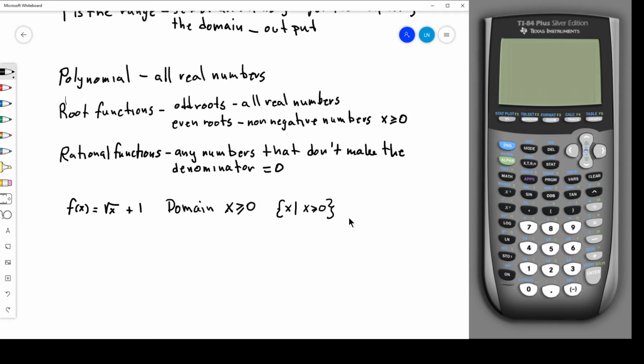If you want it as an interval, well, we have the inequality notation, this interval notation. If you want to write it as an interval, you could write, again, we're including 0, and we never include infinity. Okay?